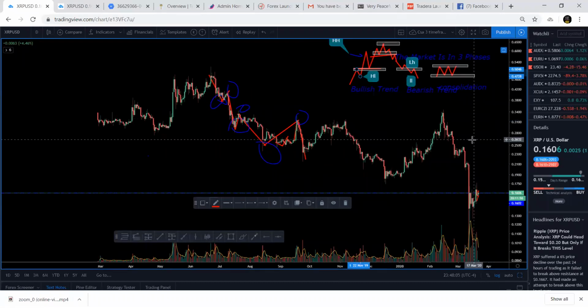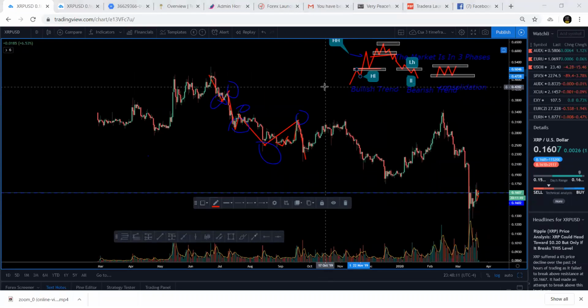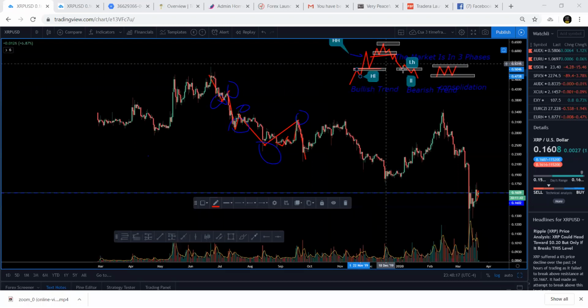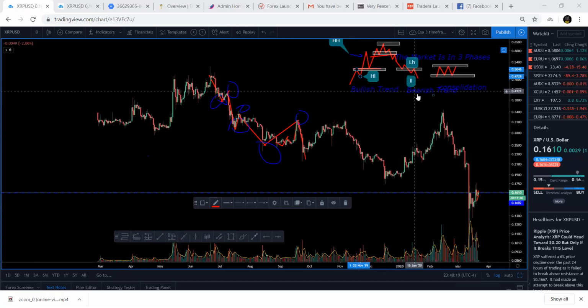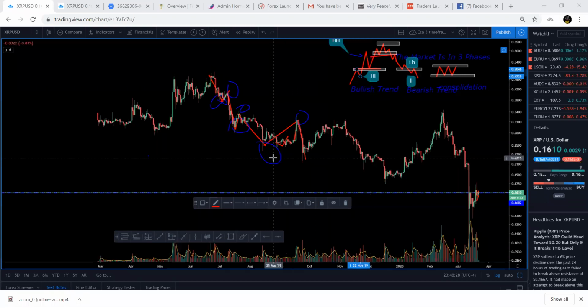So I'm going to check the chats real quick. I know I kind of blast through that, but I'll send the recording out. Any questions so far? Where we're at as far as structure, identifying higher lows, lower lows, bearish trends, bullish trends, consolidations. Do I have any questions so far on that end? All right, going once, going twice.